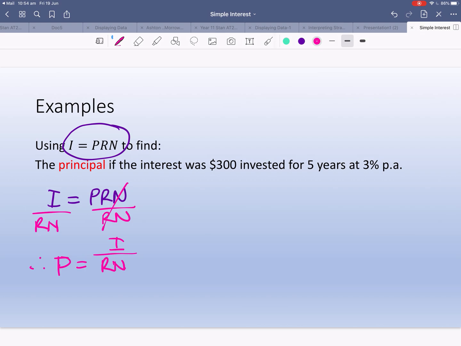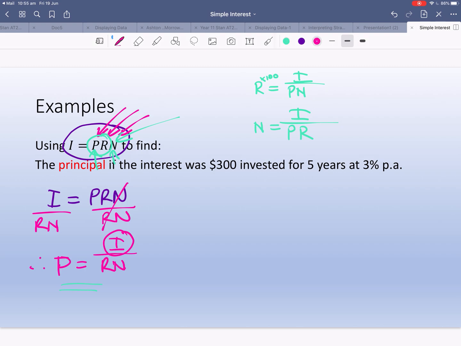Now, listen carefully. If you want to get P or R or N as the subject, it's always going to be I divided by the other two. So I'm just going to quickly write the other two. So the rate will be I over, what's the other two? P and N multiplied together, PN. And remember with rates, you've got to multiply by 100. If you want to get N by itself, it's going to be I always at the top and the other two, P and R. And obviously we've got the principal here. Okay, let's keep going with the question.